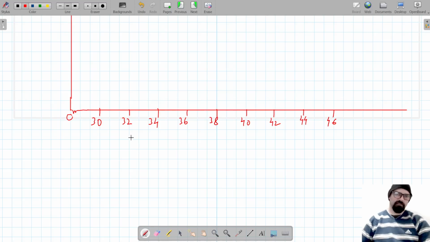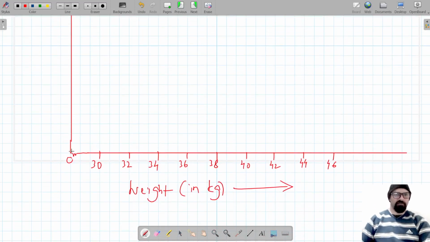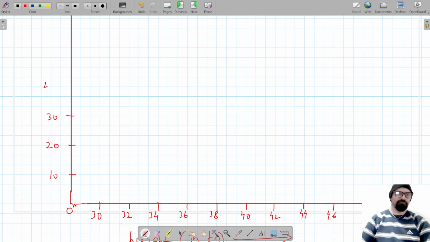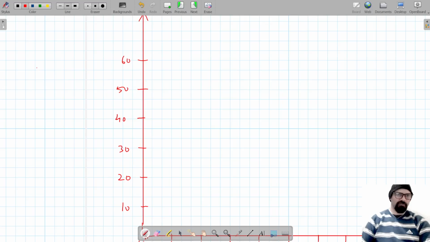And the numbers we are going to take on the y-axis, that is the cumulative frequency. And let this much be 10 centimeters. So this is 10, this is 20, and then 30, then 40, 50, and 60. And this is the number of students.